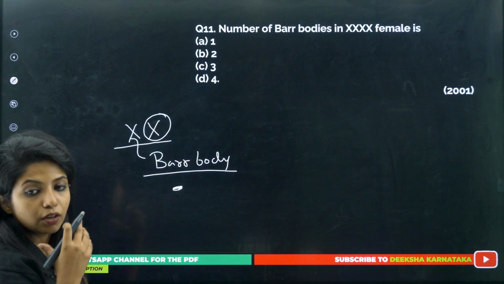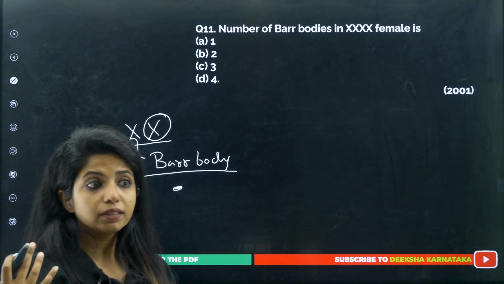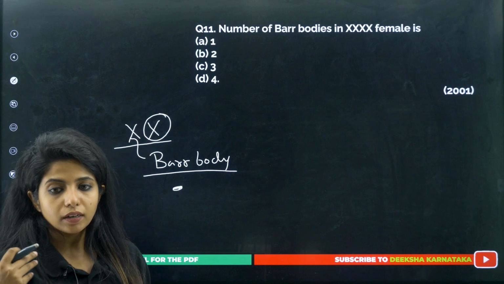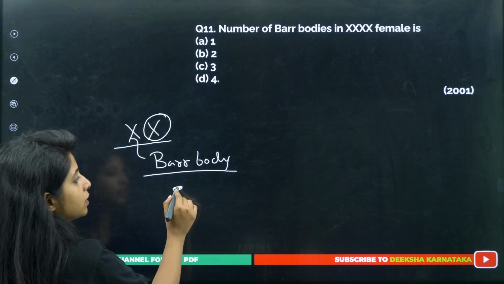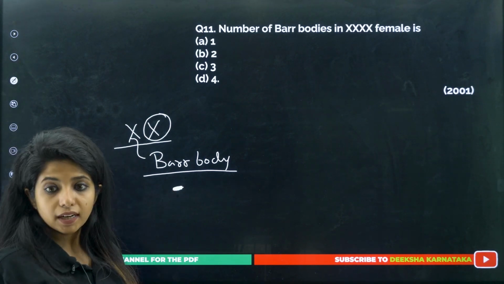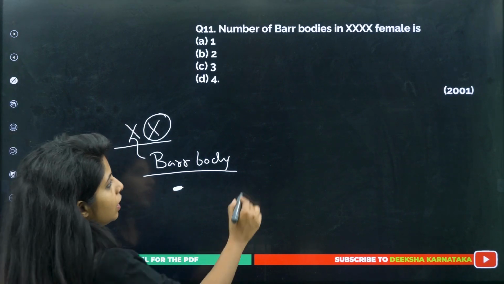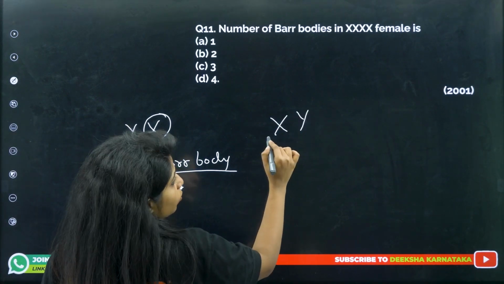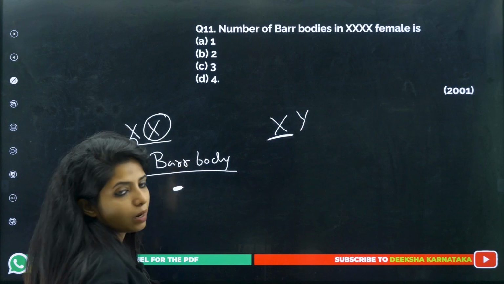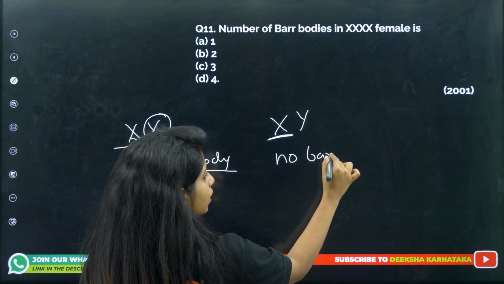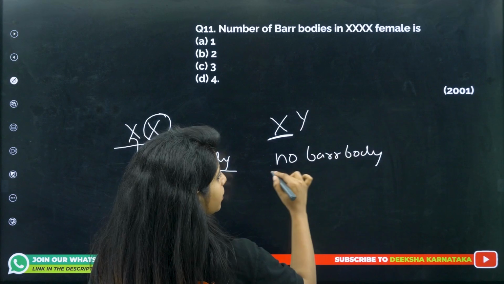So that means in normal females, how do you identify? This is done in amniocentesis. In amniocentesis, how do you find the sex of the child? Basically, if in the nucleus there are bar bodies present, you understand that this is a female because one X chromosome is always present like this. Whereas in XY, you just have one X chromosome, so that cannot be converted into a bar body. So males do not have any bar body.